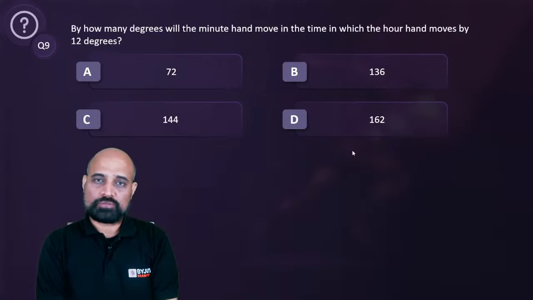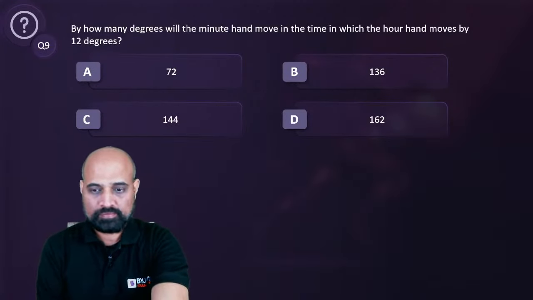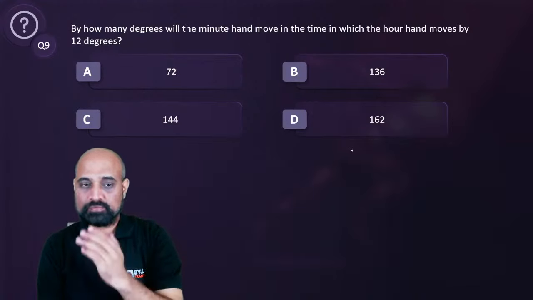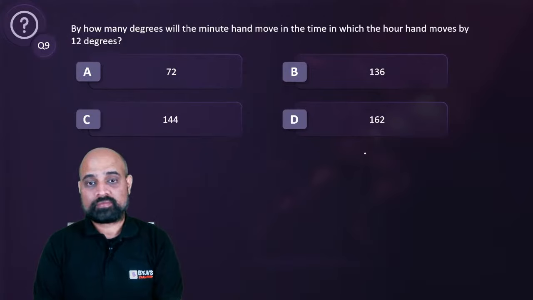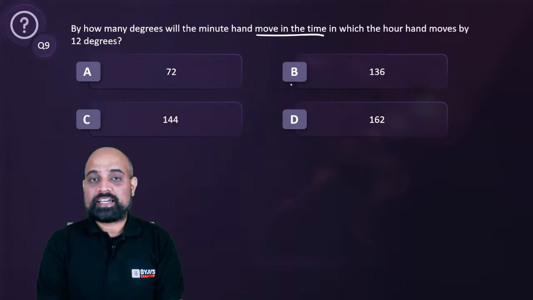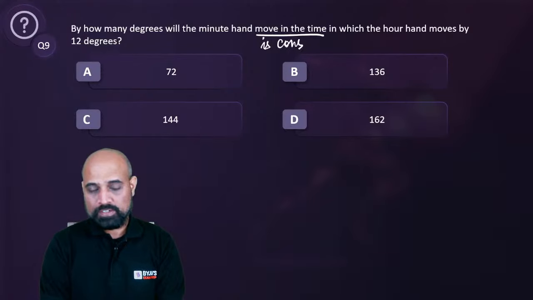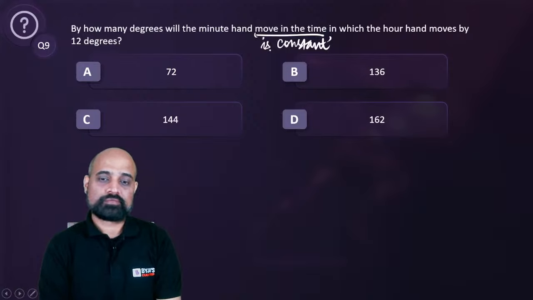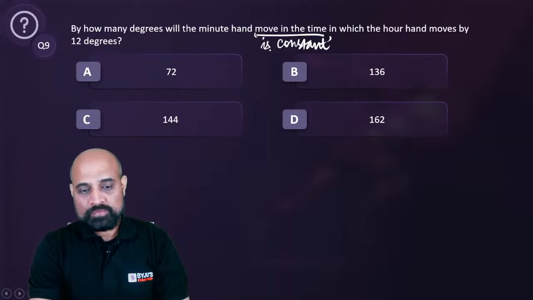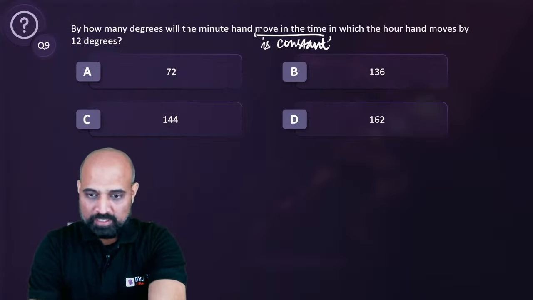Very simple question. Very simple. Move in the time, as in time is constant. When time is constant, speed and distance are directly proportional. So, what is the answer?